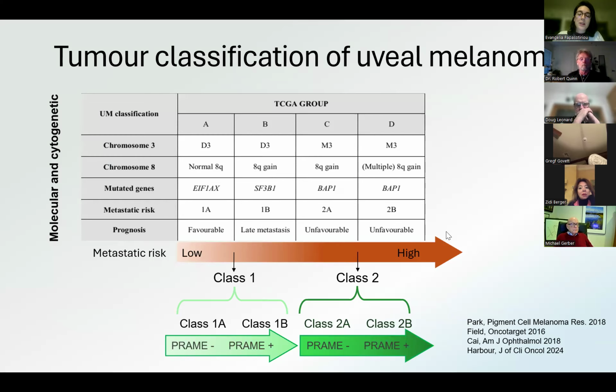Harbour et al., as you can see here, and his research team that are active in the US currently, have added an additional layer of stratification of patients according to the PRAME expression, which is the preferentially expressed antigen in melanoma. And so they have found that inside the cluster of low metastases, when you have high expression of PRAME, you're automatically categorized to a higher level of metastases. This has been extrapolated for the class 2, for the cluster of high metastatic risk, with the same criteria.